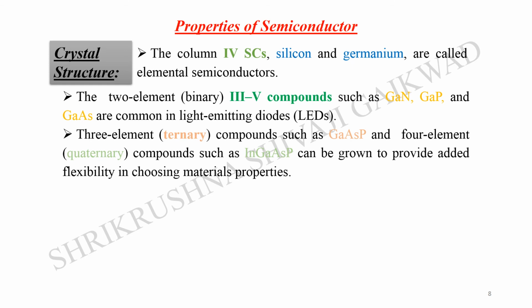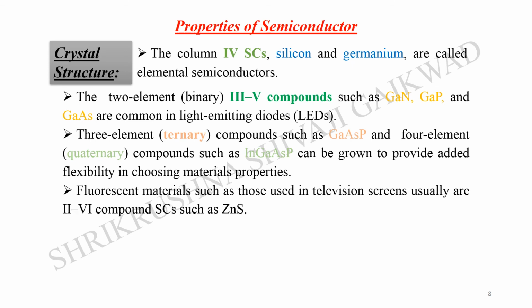So depending upon our requirement, if we need LEDs, we should choose the material from groups 3 and 5, and if you require added flexibility in choosing material properties, then obviously we must choose materials from the quaternary or ternary compounds to get this particular property for the application.